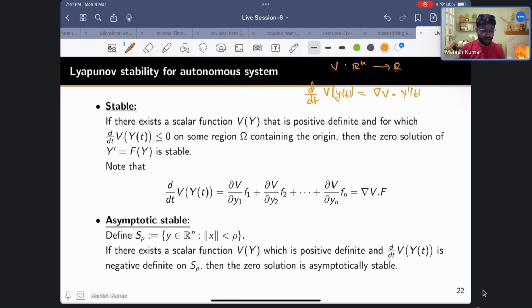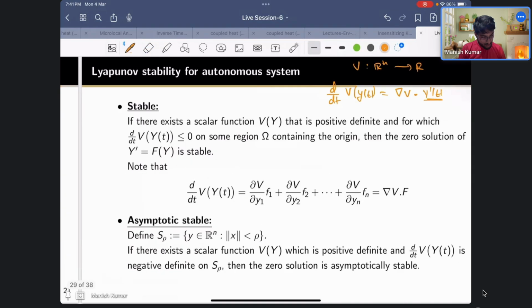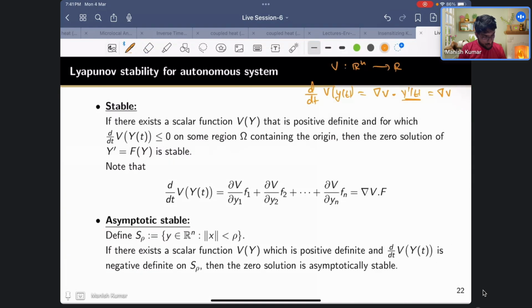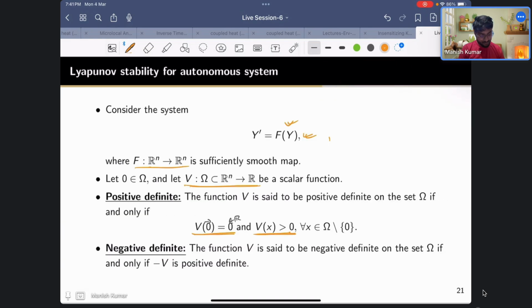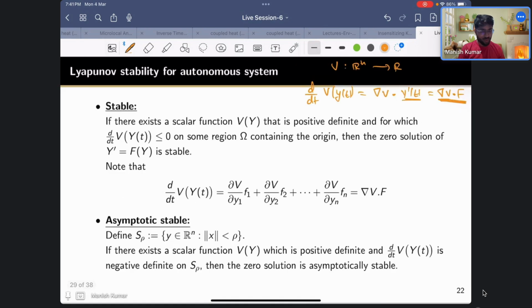So this is a dot product. Now y'(t) is f(y), so this is del V dot f. So d/dt of V is nothing but the gradient of V dotted with the function f, the vector you have been given here. So you have to look at the sign of this quantity. This is what d/dt is.